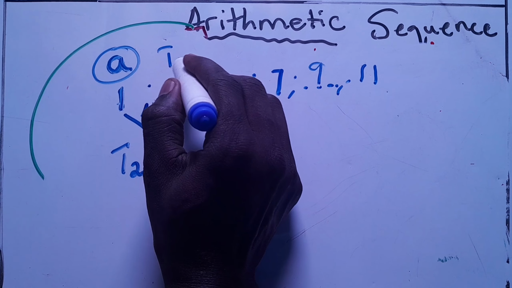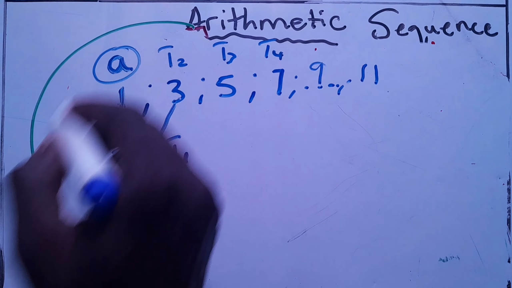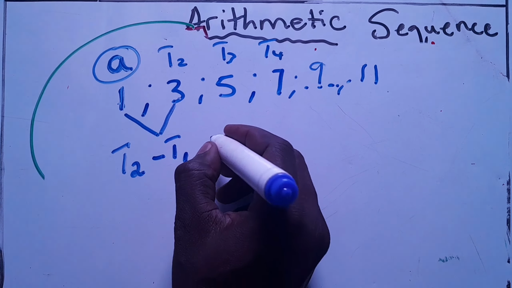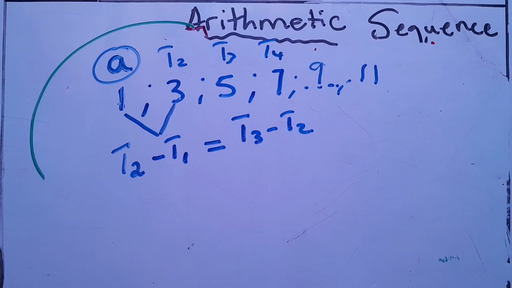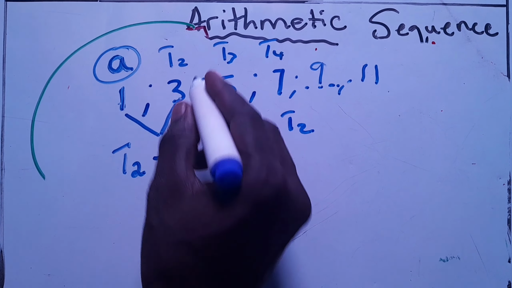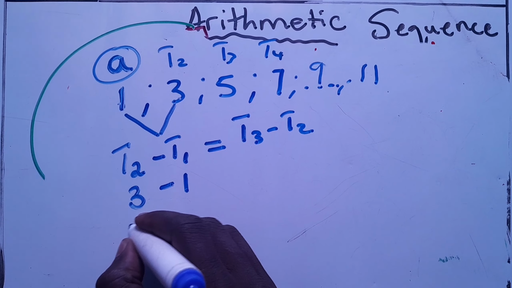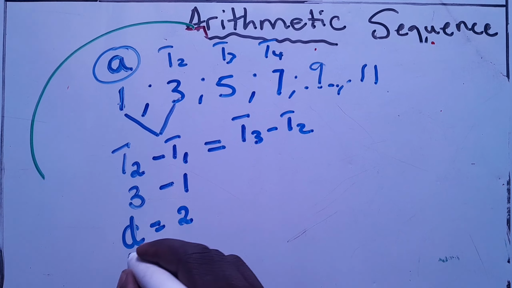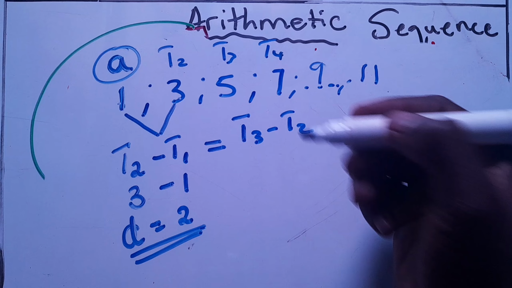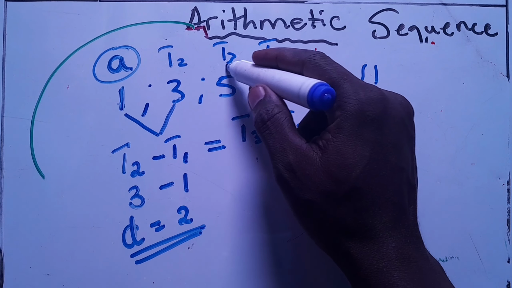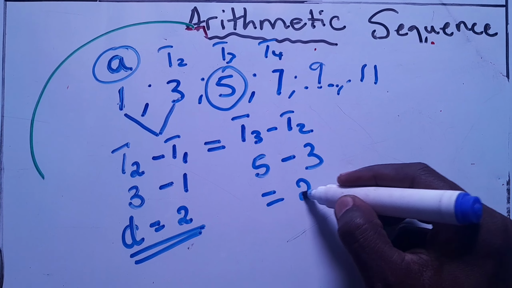So this is term number 2, term number 3, term number 4, and so on, right? So this is T2 minus T1. This is also equivalent to T3 minus T2, right? So let's see. Our term number 2 is 3, and our term number 1 is 1. So our difference is 2. And this is also the same as this side. So T3 minus T2. What is our T3? It is 5. So this is 5 minus 3, which is 2.